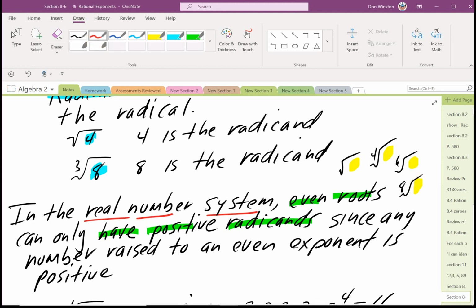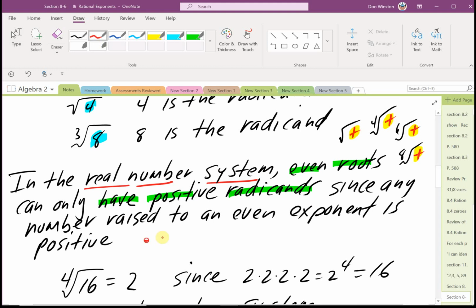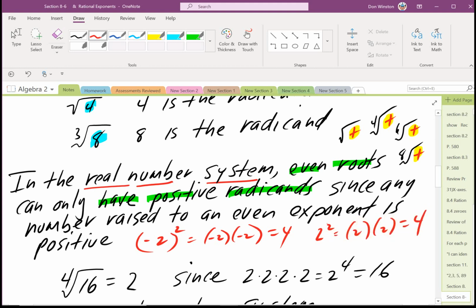Can't be negative. For even roots, the radicand can only be positive, because any number raised to an even exponent is positive. For example, if I had negative 2 and raised it to the second power, that's negative 2 times negative 2, which is equal to 4. Any number raised to an even exponent is positive. 2 squared is 2 times 2, which is equal to 4.